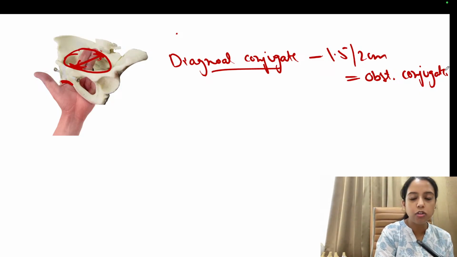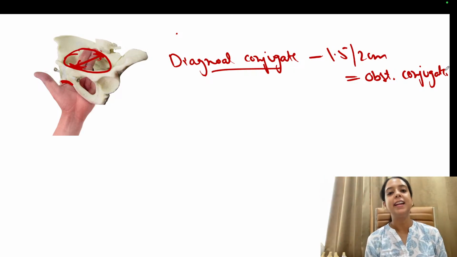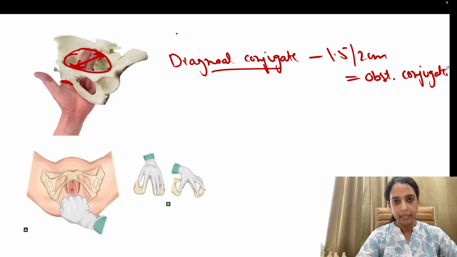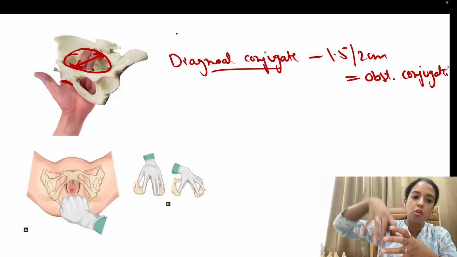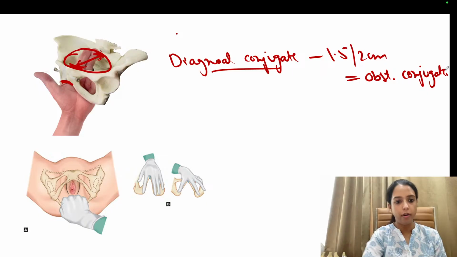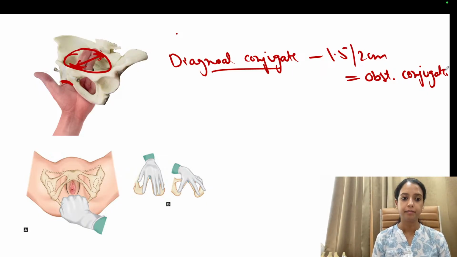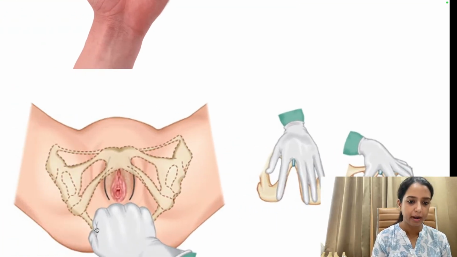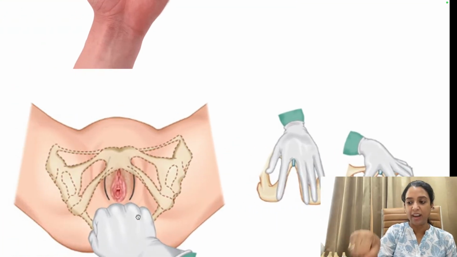So this is the diagonal conjugate which is clinically measurable, and then I subtract this number and I get obstetrical conjugate. Done only in case when the fetal head is not entering the pelvis. What is this diameter which I am measuring here? Here. What is this diameter I am measuring using my hand on the outer surface?